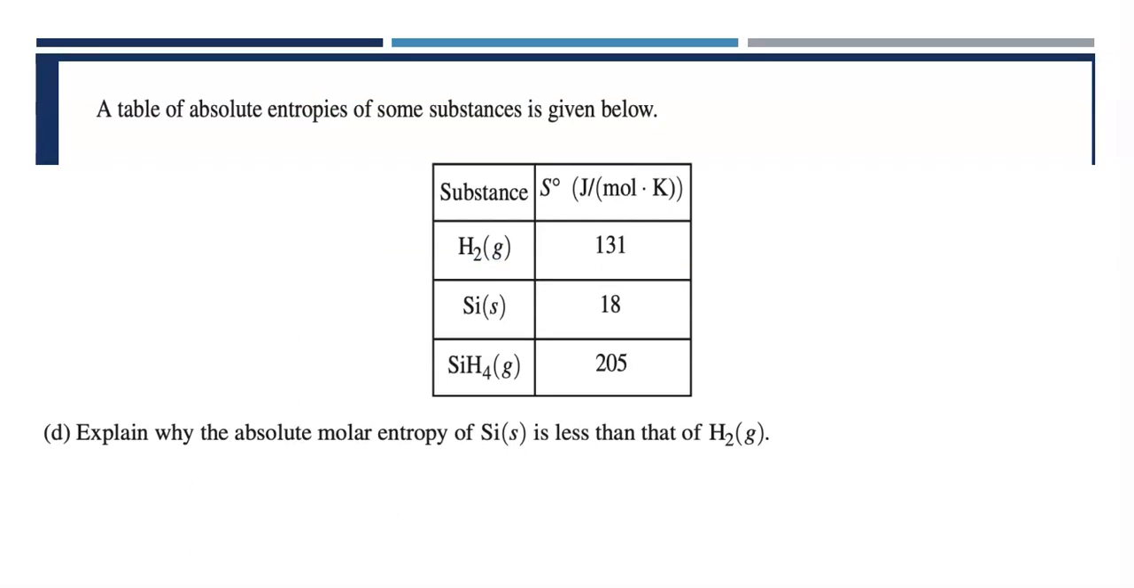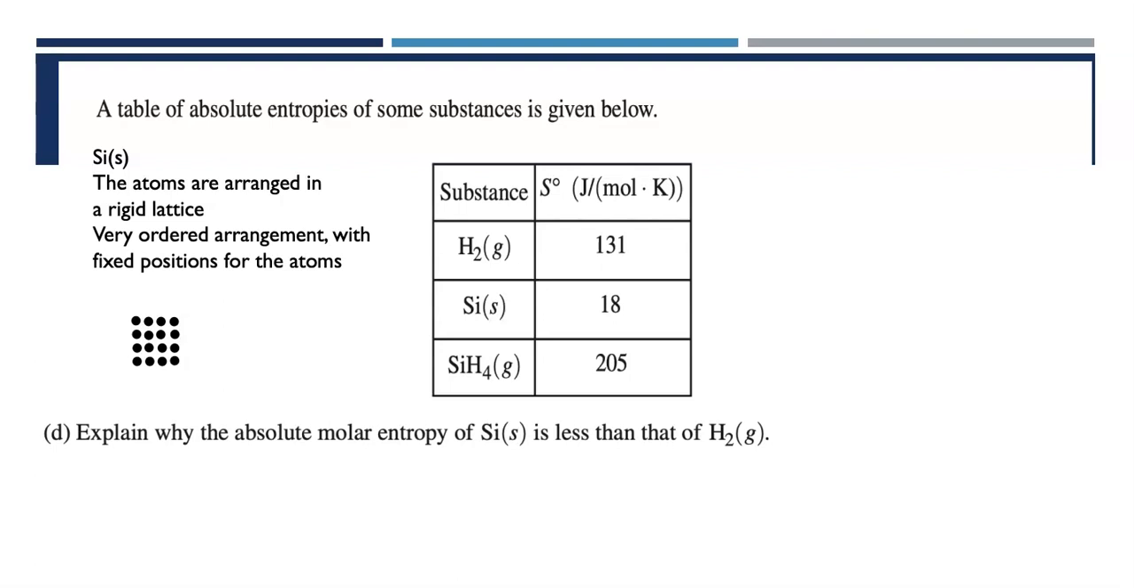A table of absolute entropies of some substances is given below. Oh, hydrogen, silicon, SiH4, we've seen these before. Explain why the absolute molar entropy of silicon is less than that of the hydrogen, which we see in the table. I mean, we're given that information, so how do we explain it? Silicon is a solid, and if we think about solids, the particles are arranged in a very definite structure. There's a lattice here to the arrangement of the atoms, and they're not free to move around, right? They can really just vibrate in place. It's very ordered, and the atoms have a fixed position. So it's a low entropy state. It's a low disorder state.